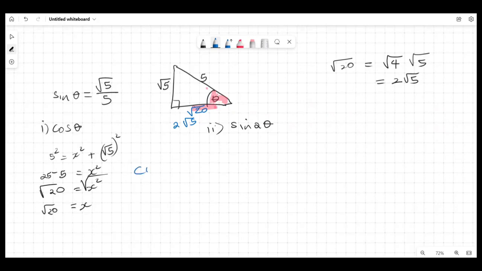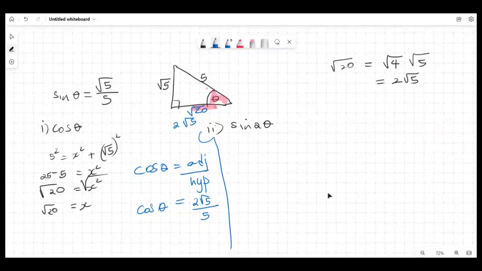Therefore the cosine of that angle, cosine is actually adjacent over hypotenuse. So we're talking about the root of 20, which is 2 root 5, over 5. That's cosine of the angle.